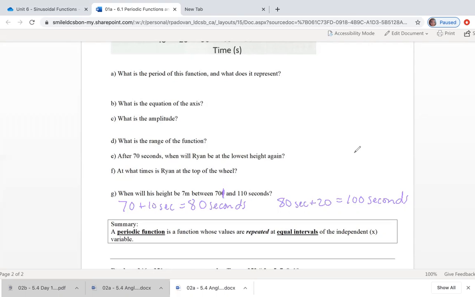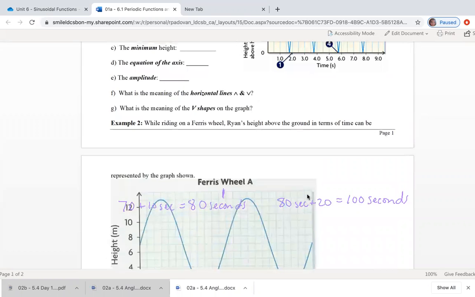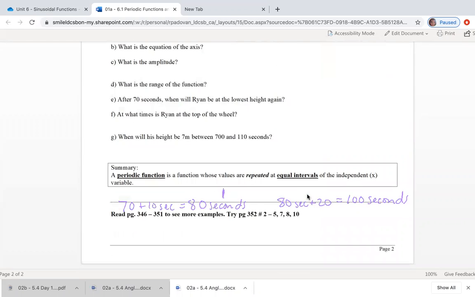So in summary, a periodic function is a function whose values are repeated at equal intervals. So it's always happening in this example every 40 seconds. A period happens in the independent variable x. If you feel like you don't quite grasp it, go in your textbook, pages 346 to 351, to see more examples. And when you're ready, try page 352, questions 2, 3, 4, 5, 7, 8, and 10, because again, one question from 6.1 would be on your quiz or a test.